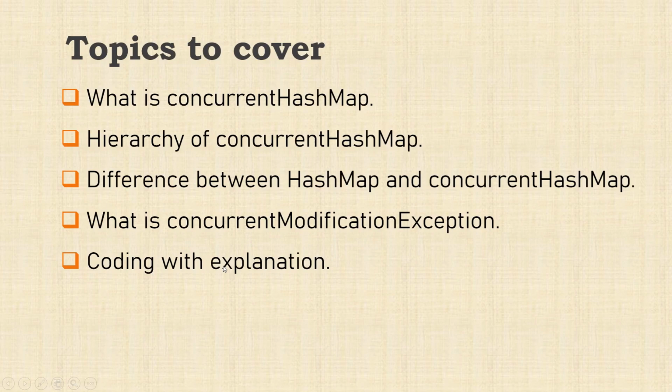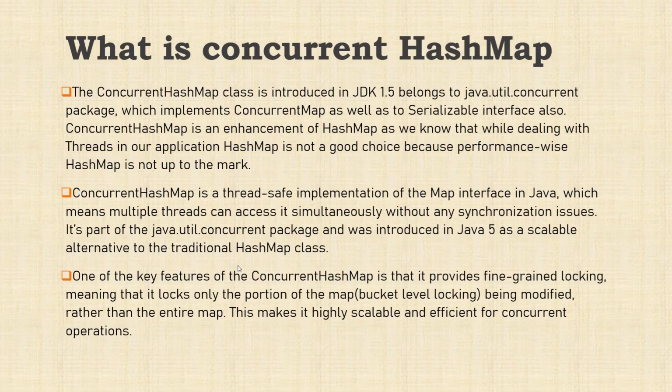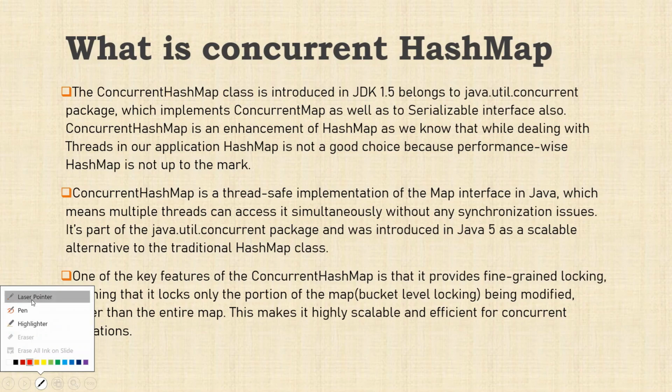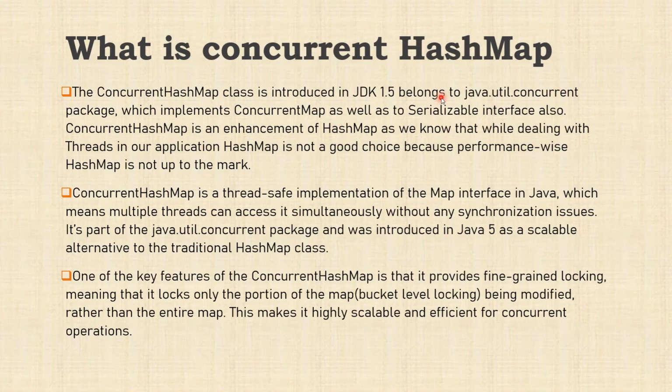Okay, so let's cover the next topic, which is what is concurrent HashMap. Firstly, we'll try to understand the core concept behind concurrent HashMap. So, the concurrent HashMap class was introduced in Java JDK 1.5. It belongs to the java.util.concurrent package, which implements the ConcurrentMap as well as the Serializable interface also.